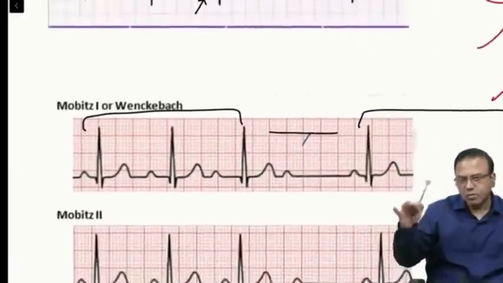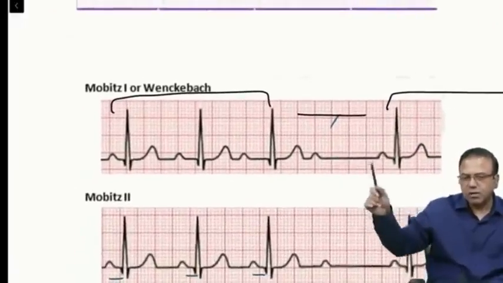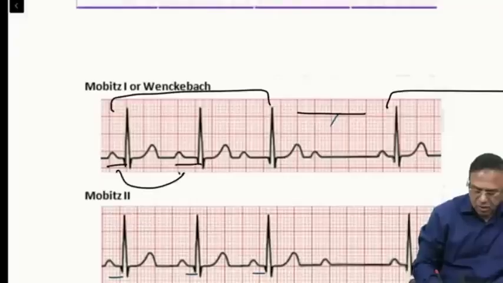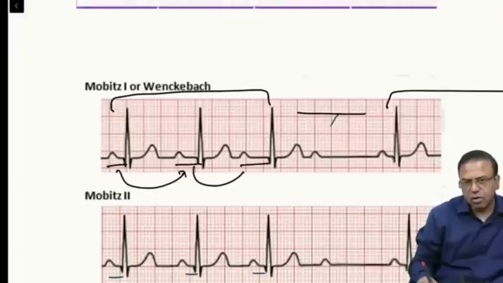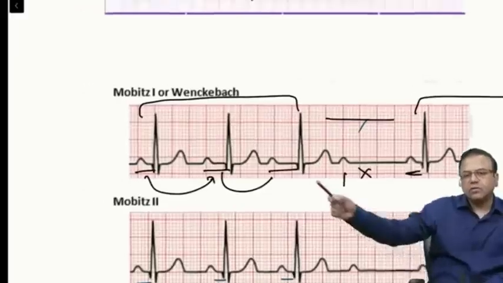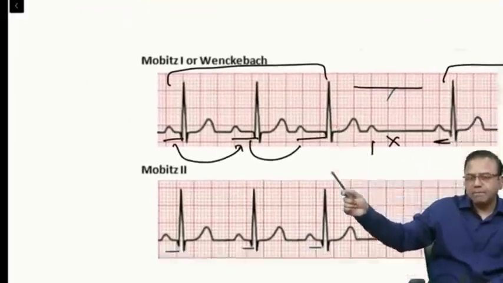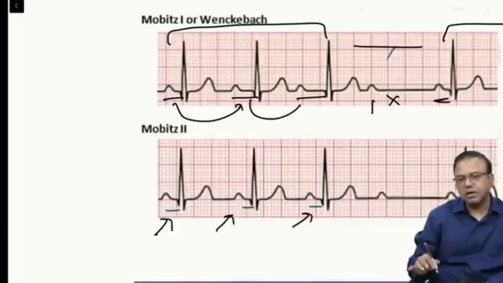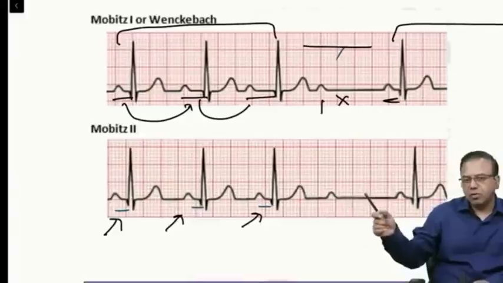Whereas if you're looking at Mobitz 1 and Mobitz 2, RR interval is not equal, that's the first step. Secondly, the PR interval became longer, and compared to the next one became even longer. Then P occurred, no QRS, again it will start with a short cycle. So if the PR interval is changing, Mobitz 1. If the PR interval is fixed, no change in PR interval, after that P came, no QRS, that is Mobitz 2.